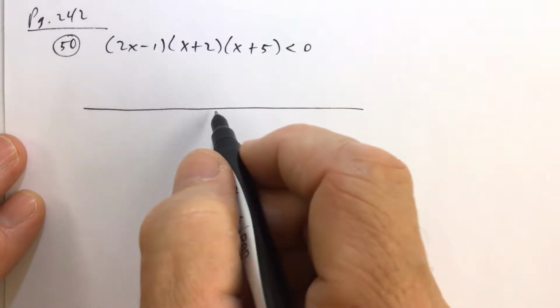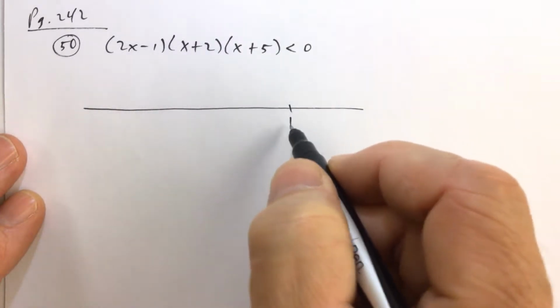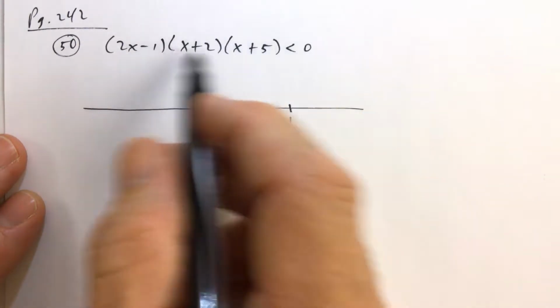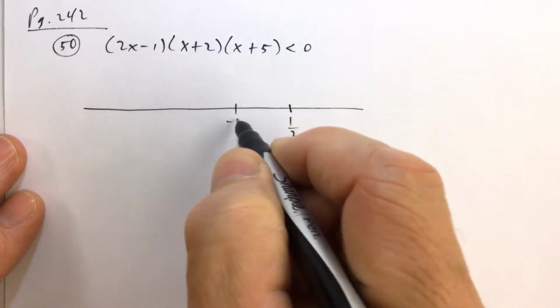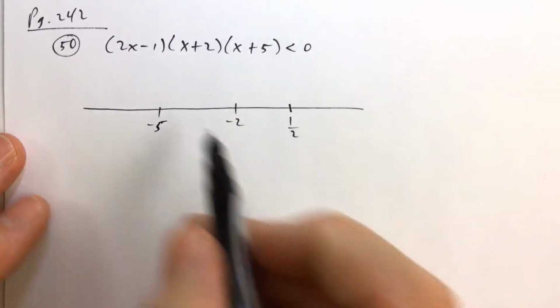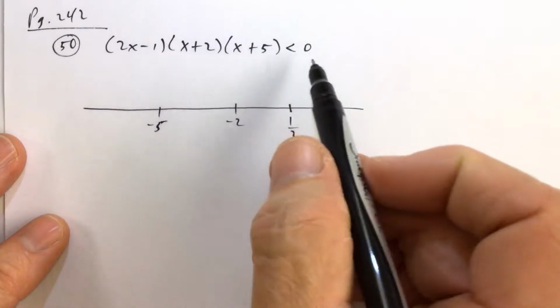1/2. So 1/2 is a critical value because it causes the left side to be 0. -2 is a critical value as well as -5. So these three numbers make the left side equal to 0.